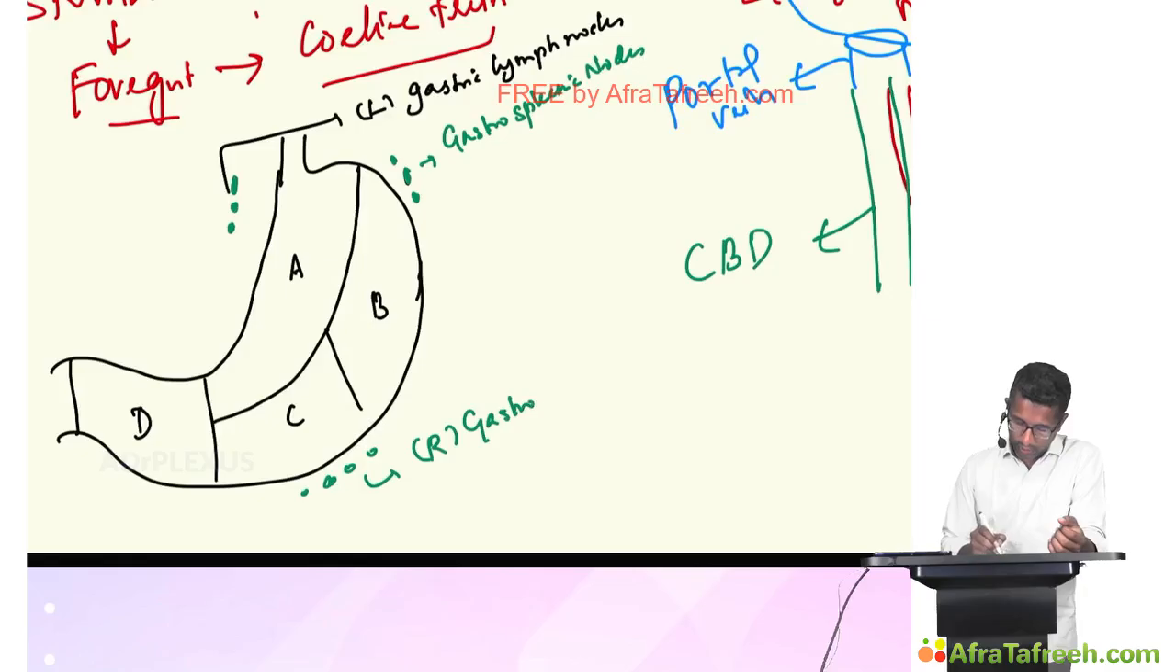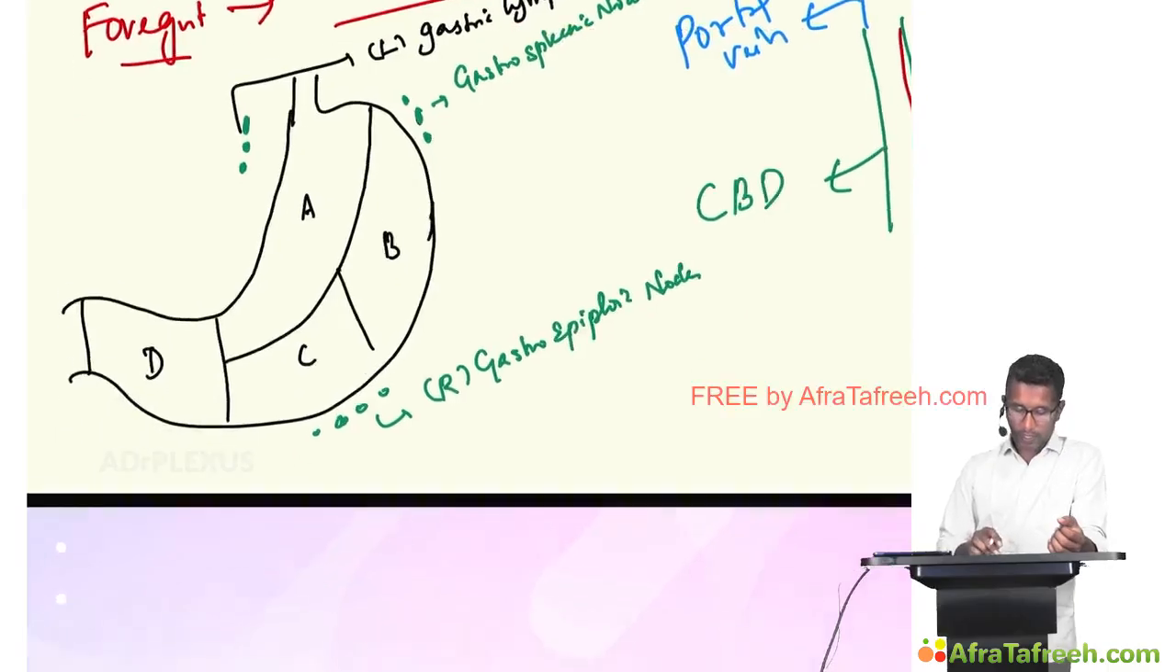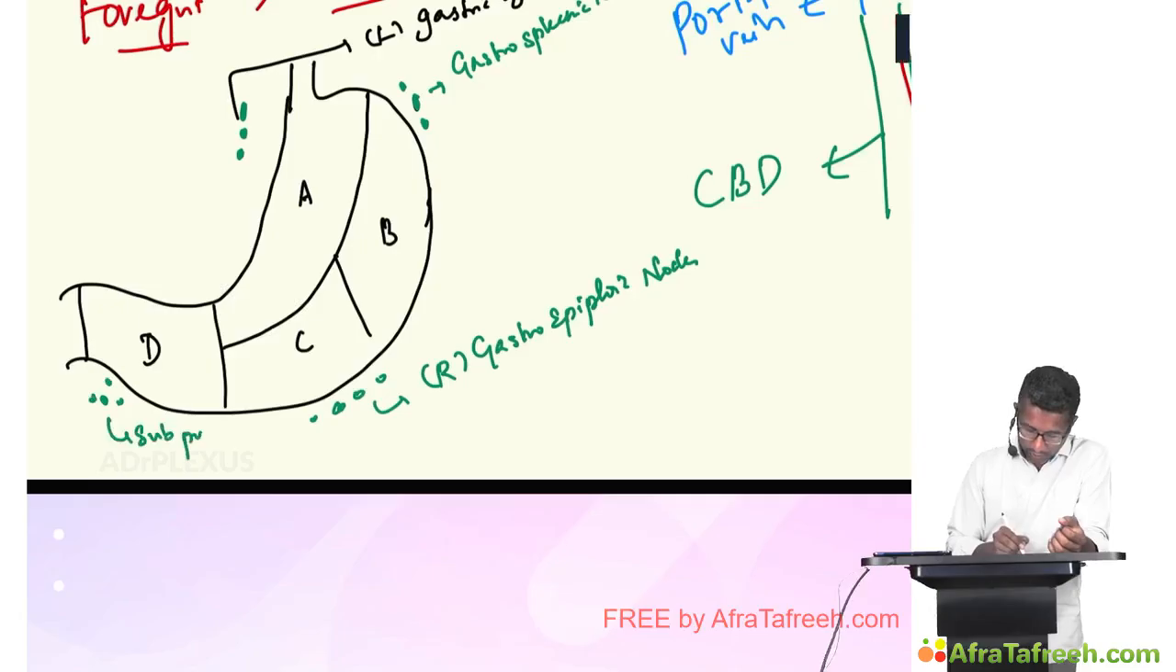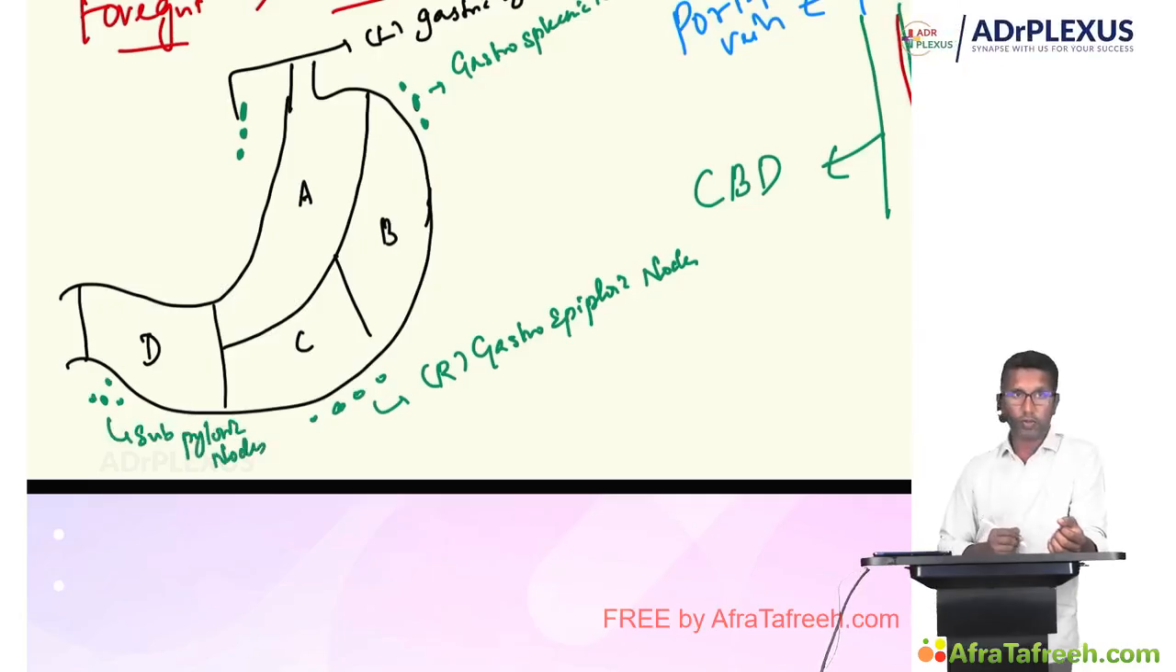These are called the right gastroepiploic nodes. Lying below the pylorus are the subpyloric nodes. These are called the subpyloric nodes.